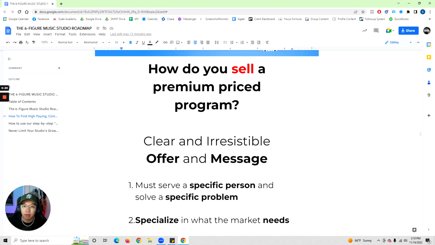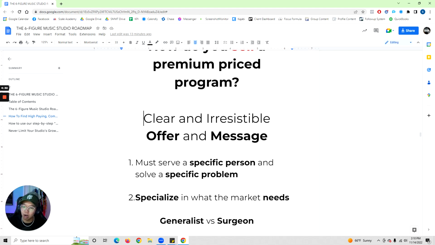So, how do we sell a premium price program? You need 2 things. You need a clear and irresistible offer and message. So people ask me, what is an offer in the first place? Well, an offer is just something you exchange dollars for value. That's it. So pretty much someone pays you as a teacher and you give them value, right?